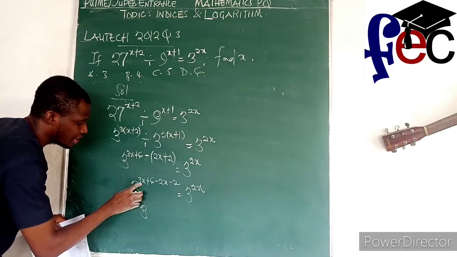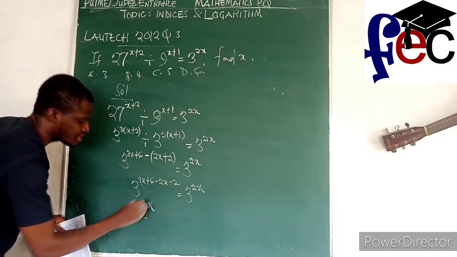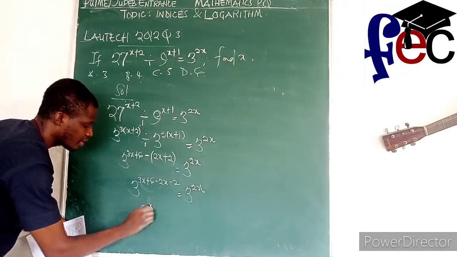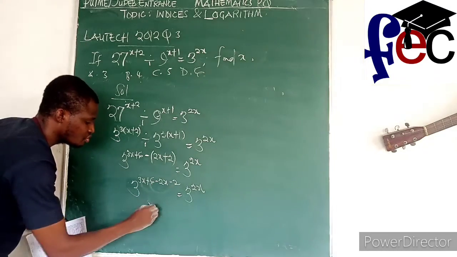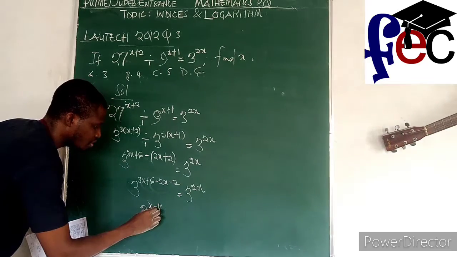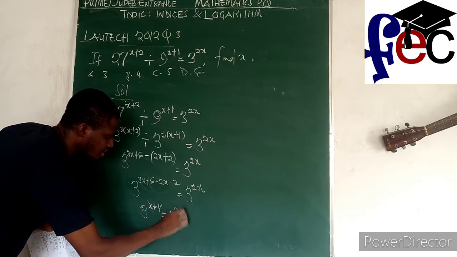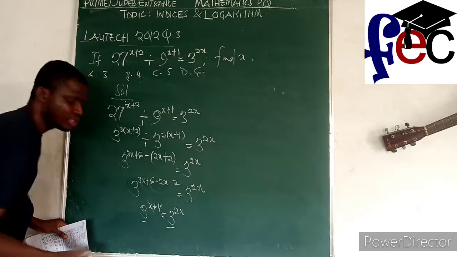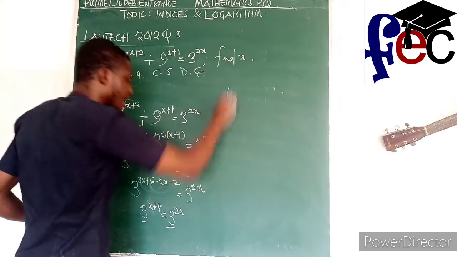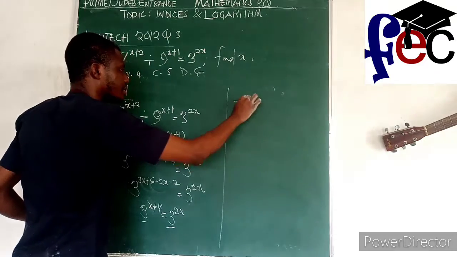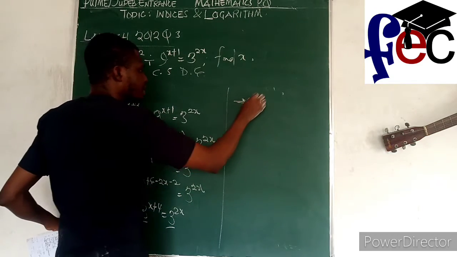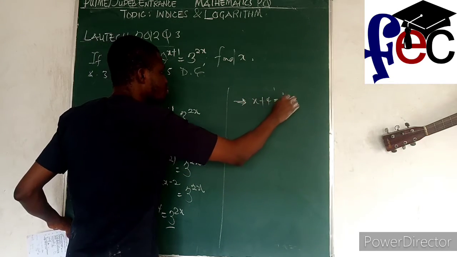We have 3 raised to power 3x minus 2x is x. Then 6 minus 2 is 4. That's plus 4. This will be equal to 3 raised to power 2x. So if the bases are the same, what can you infer? We can imply that what? Our powers are the same. x plus 4 equal to 2x.